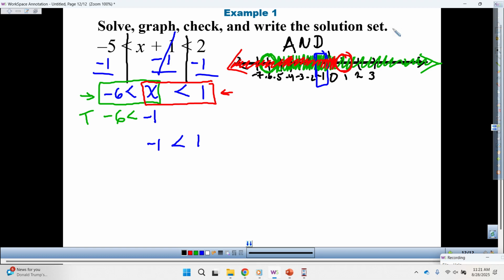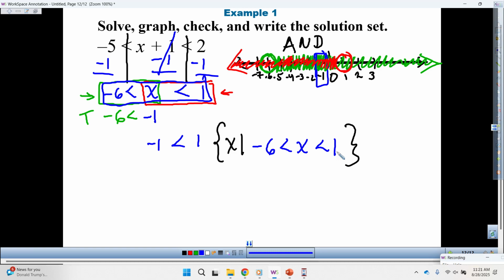And last but not least, it says write your solution set. So, the set of x such that, what was our final solution, guys? This right here, look up. This right here was our final solution. So we would write -6 less than x less than 1.